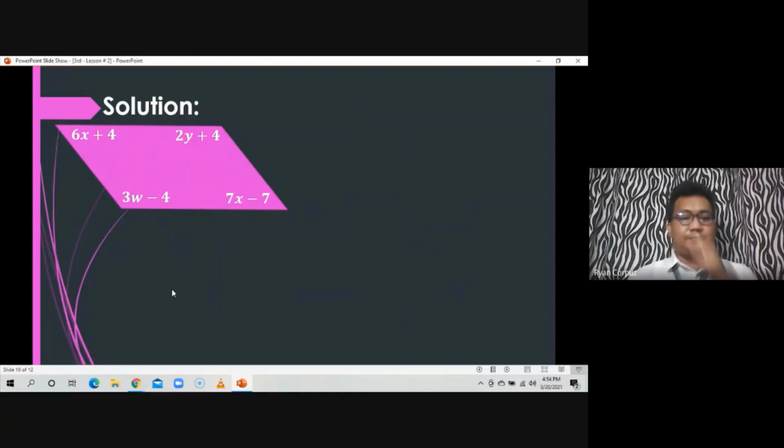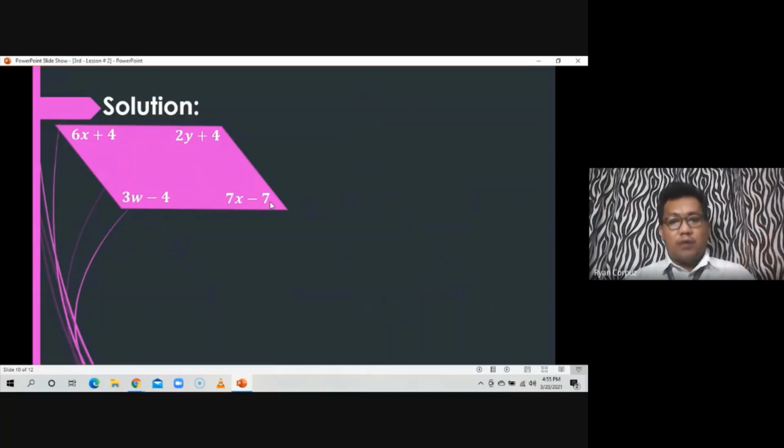So analyzing the given here, we do have measures of angle here na involving same variable. So we do have here this angle together with this angle. When you are going to look at its measurement, they both use the same variable x. And according to one property of a parallelogram na sinasabi, in a parallelogram, any two opposite angles are congruent.